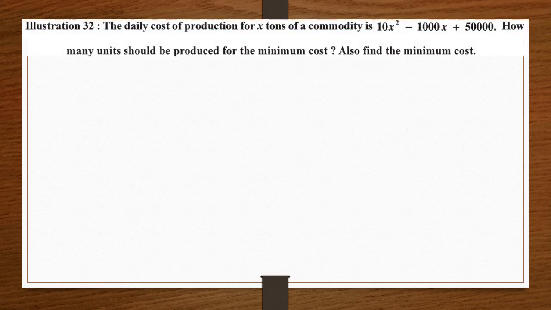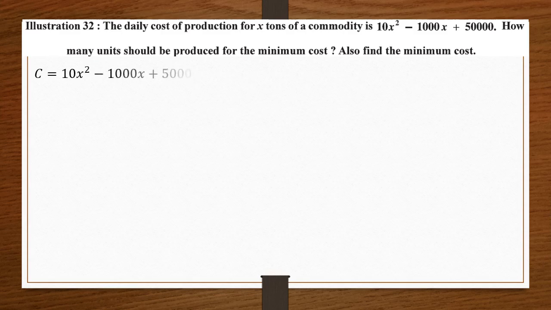Illustration 32. The daily cost of production for x tons of commodity is 10x square minus 1000x plus 50,000. Okay, we have the cost function here. How many units should be produced for the minimum cost? So we need how many units to be produced. That means we need the answer of x. Also find the minimum cost.